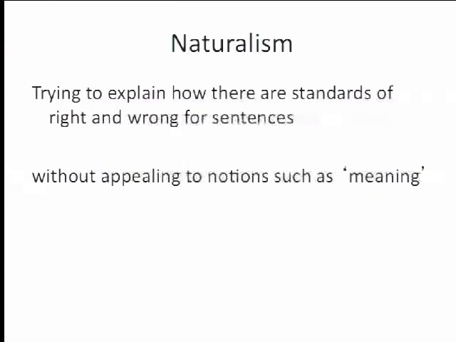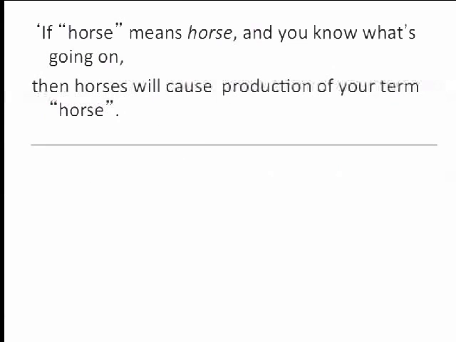Naturalism was trying to explain how there can be standards of right and wrong for sentences without appealing to notions like meaning. We were trying to explain how it comes about that in the world described by physics, there is such a thing as going right or wrong in the use of sentences. But all that's happening here is that we're saying, given that you're in a world where there are facts about how you go right or wrong in the use of sentences, as a consequence of that, there will be these causal relations. The idea is, if the word horse means horse and you know what's going on, that is, you know that the word horse means horse, then these things, the horses, are going to cause production of the term horse. The causal connection here is a result of the fact about meaning.